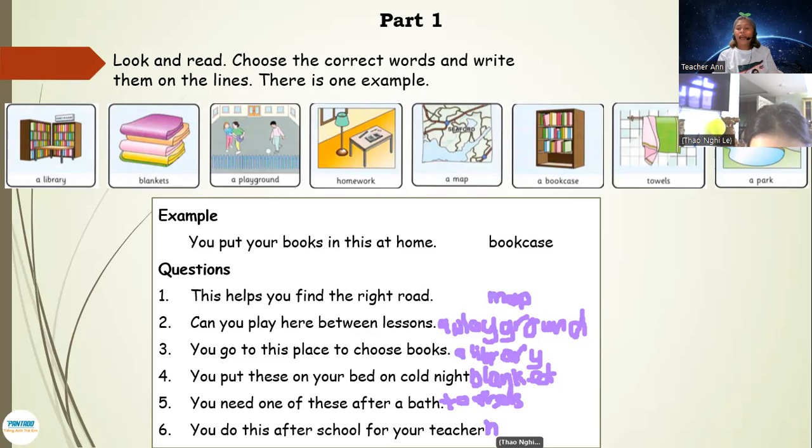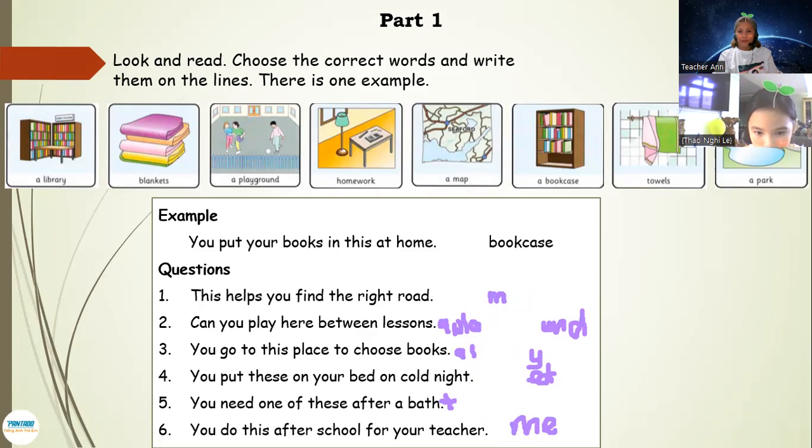Okay. Next time, Nghi, you can write your answer in the chat box so it will not be hard for you. So I guess it's hard. So you write in the chat box. That would be okay.